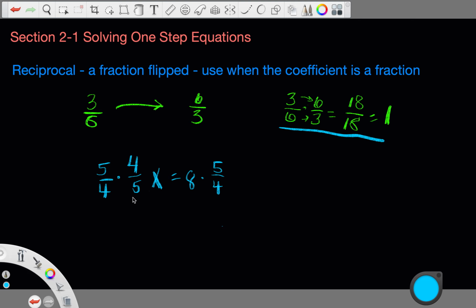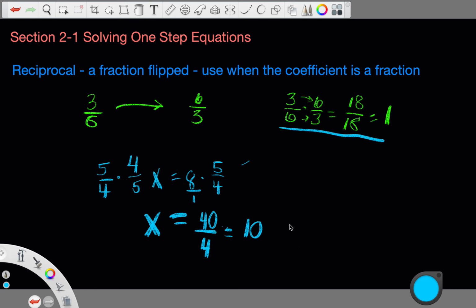So that's what's going on on the left-hand side. So I get an x on the left. That's what I have left over. So I can also write this 8 as 8/1 and multiply across. So I get 8 times 5, which is 40, over 1 times 4, which is 4. 40 divided by 4 gives me 10.